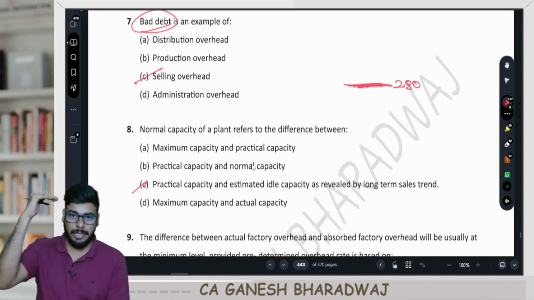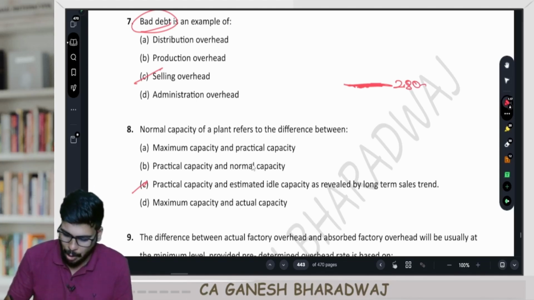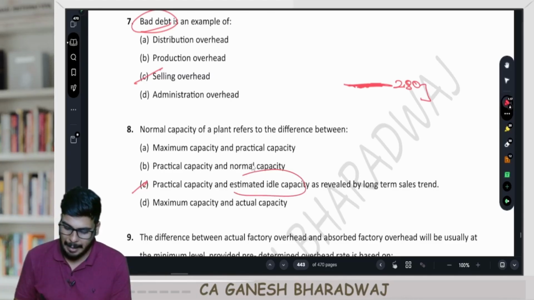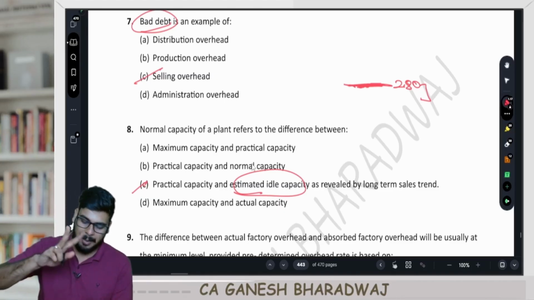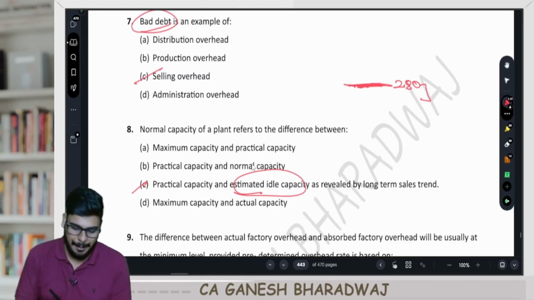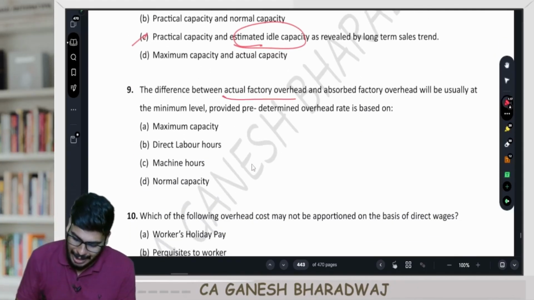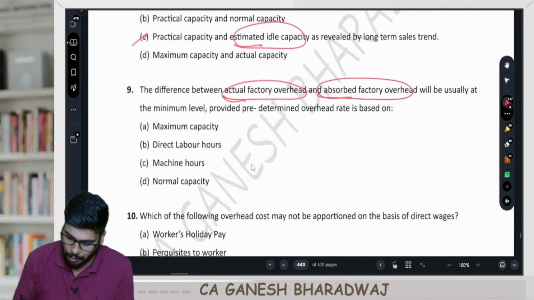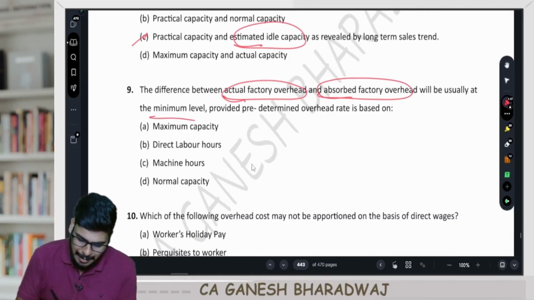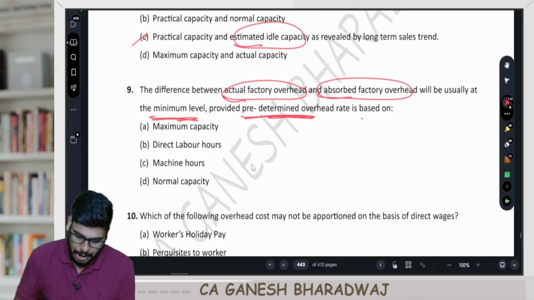Practically, 280,000 units I can produce, but out of this estimated idle capacity, that is normal idle capacity, generally these are unavoidable. So the difference between your practical capacity and your estimated idle capacity only gives you your normal capacity. Clear with this? Then the difference between the actual factory overheads and absorbed factory overheads will usually be at minimum level, provided the predetermined rate is based on the four things.